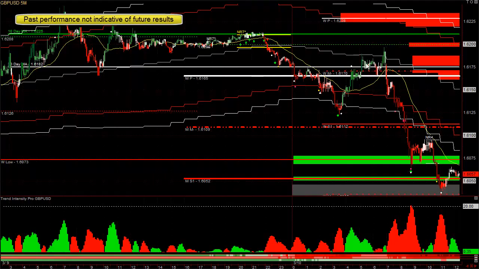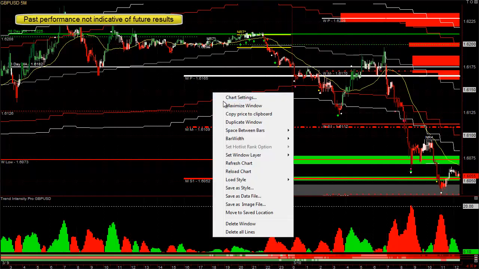So when this came back up and wasn't able to get above the hourly, wasn't able to get above yesterday's high, it makes a great short. And you can see, the price just fell like a rock.